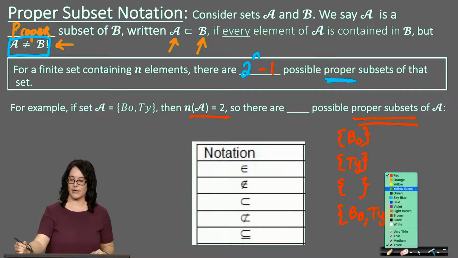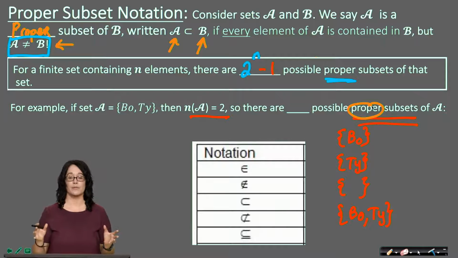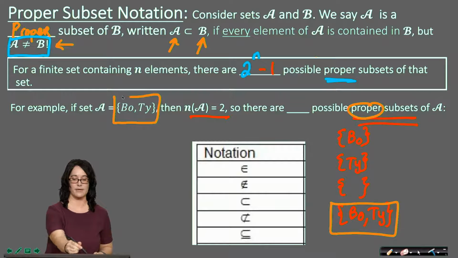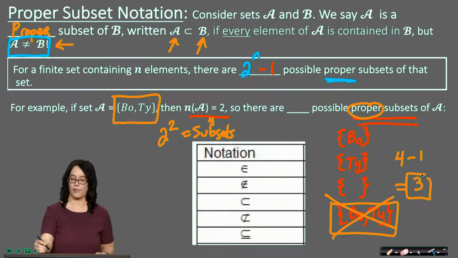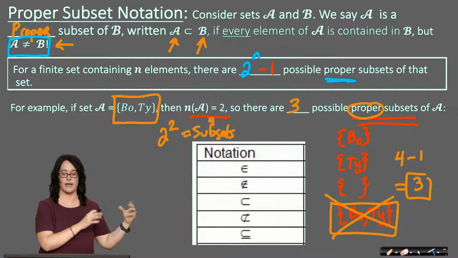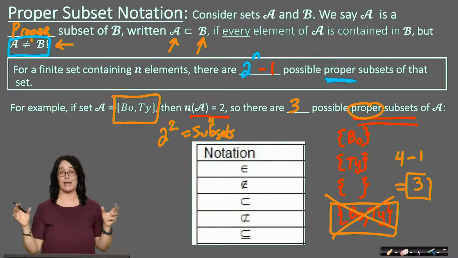But in the case here where we're talking about the specific word proper, what has to be true? The sets cannot be equal to each other. So wouldn't this set here, Bo and Ty, be the same thing as this set here? It would. So we have to exclude that one possibility. And that is why instead of 2 to the second, that's how many subsets there would be, right? Number of subsets, there would be 4, right? But we'd go 4 minus 1, or there are 3 possible proper subsets. And that would be nobody, just Bo, just Ty. Okay, so that's what we mean by proper subsets. It's all of the possibilities except for the one where we take everybody, basically.